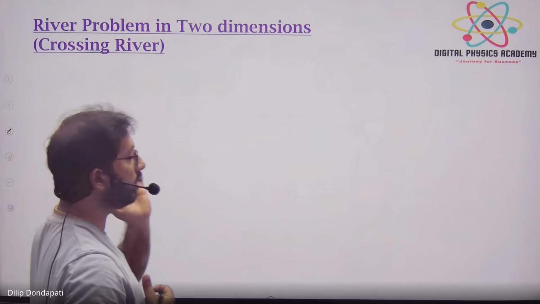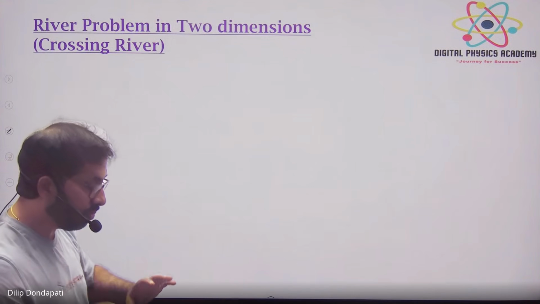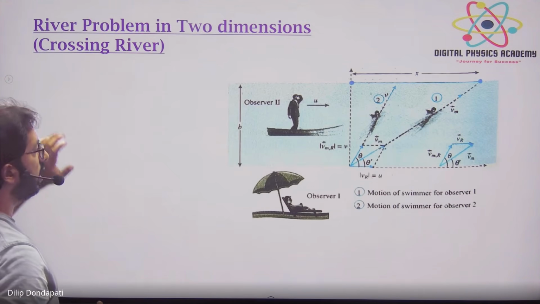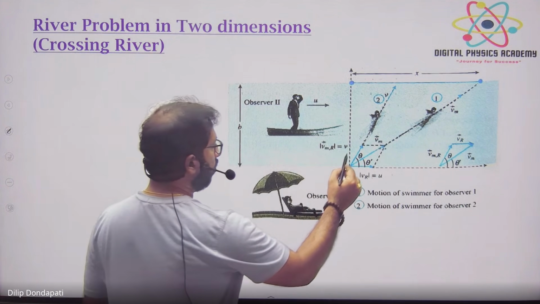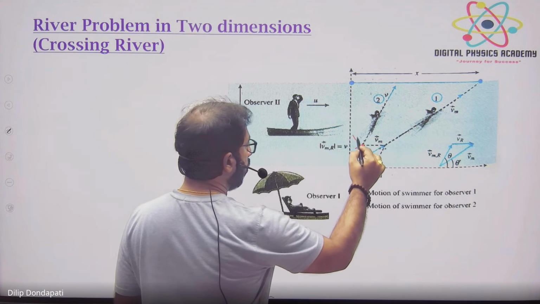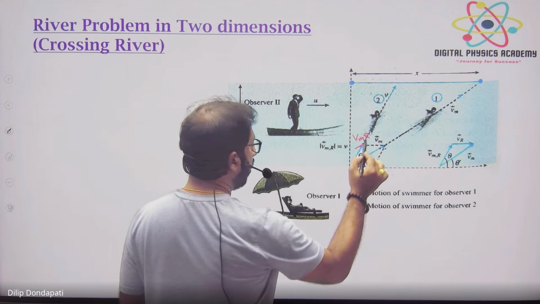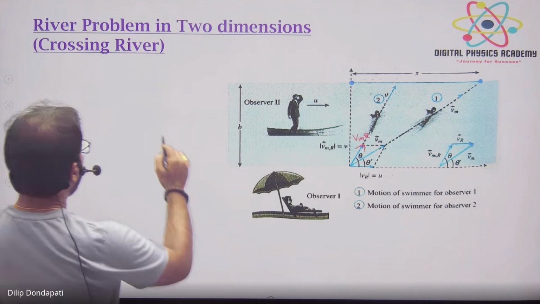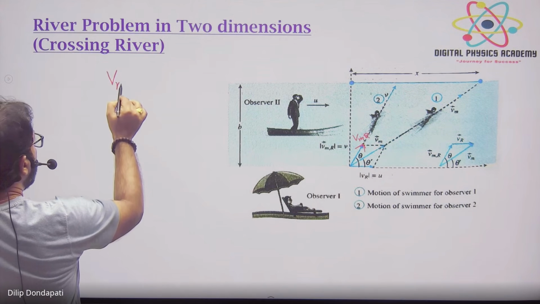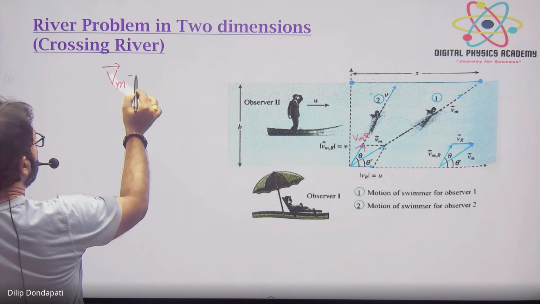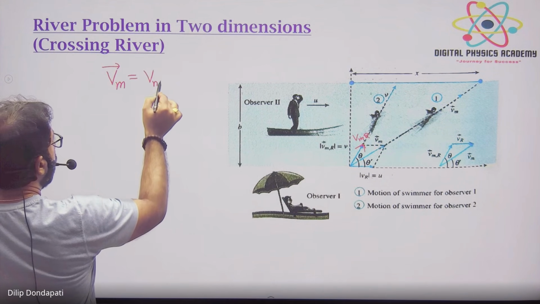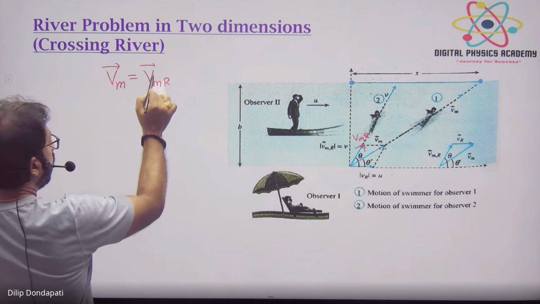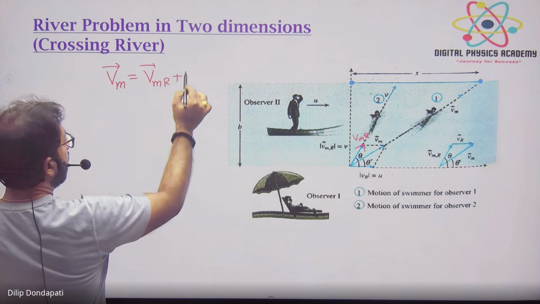Look, river problem in 2 dimensions, crossing the river. In 2 dimensions you have to split. You know the diagram, it is this diagram. Okay, velocity of man with respect to river. Now tell me, what are the components? I told you the formula we learned. Velocity of man with respect to ground is how much? Tell me. Velocity of man with respect to river, his own speed, plus the river's speed.